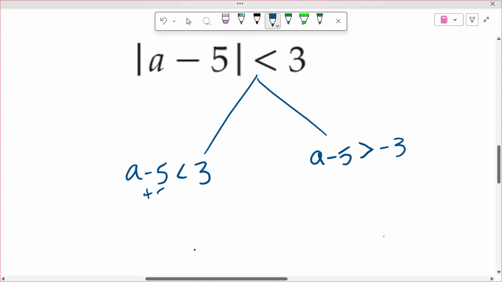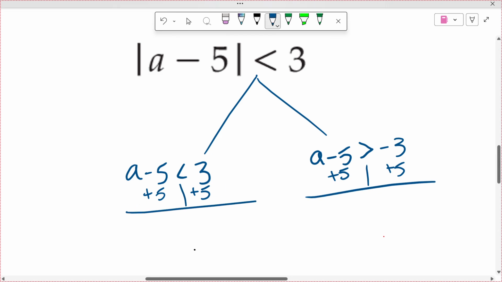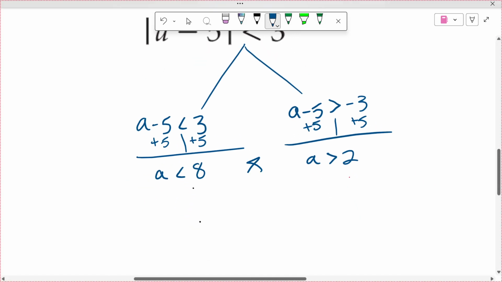So I'm going to go ahead and solve this. Add 5, add 5. Here I have a is less than 8. Over here, I get a is greater than 2. Again, this was an AND inequality, so I'm going to shade it like an AND graph.